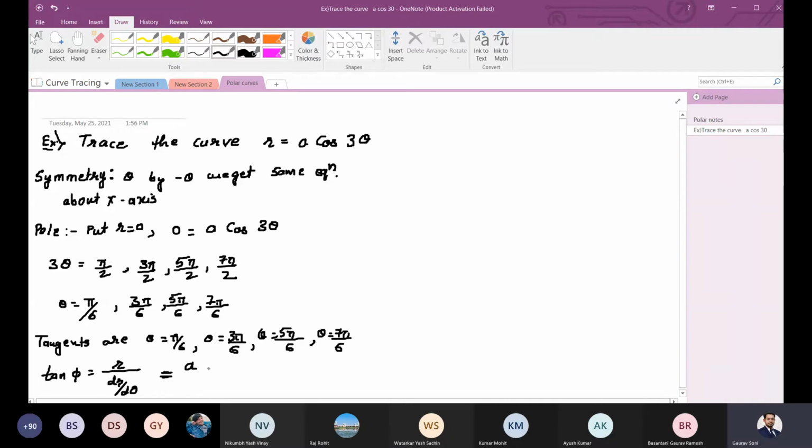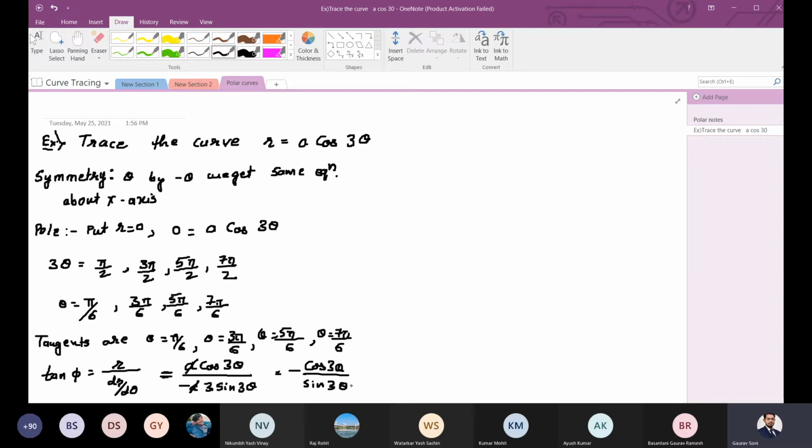The value of r is a cos 3 theta. What is dr by d theta? Minus a into 3 sine 3 theta. So a gets cancelled out. So this is minus cos 3 theta upon sine 3 theta. One thing you can check, you give any value of theta, you will get r. It's not possible that for some value of theta you are not going to get r. So region of absence is not there.